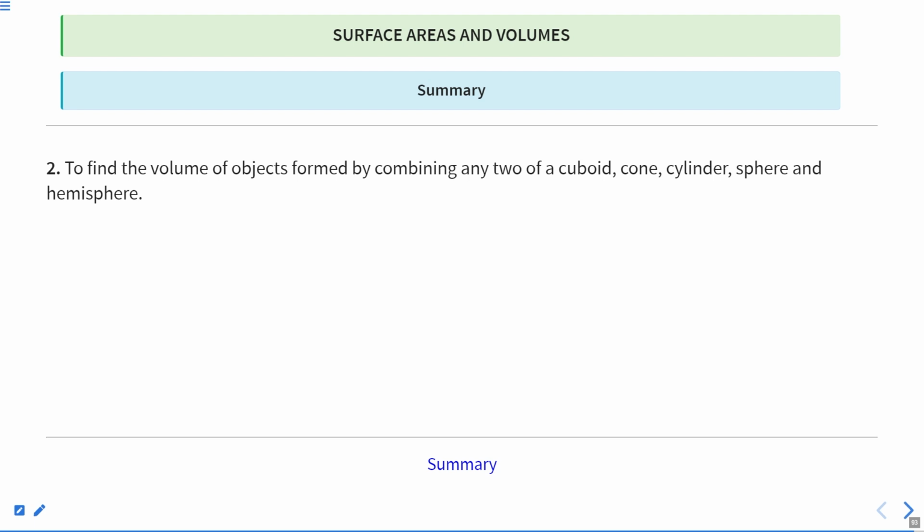Okay, so second point, to find the volume of objects formed by combining any two of the cuboid, cone, cylinder, sphere and hemisphere. Okay, so suppose we take a cuboid and a cone, then you need to find the total volume of the solid, that is equal to volume of cuboid plus volume of cone. Okay, so by using this concept we find the volume of objects formed by combining any two of the solids, like cuboid, cone, cylinder, sphere and hemisphere.